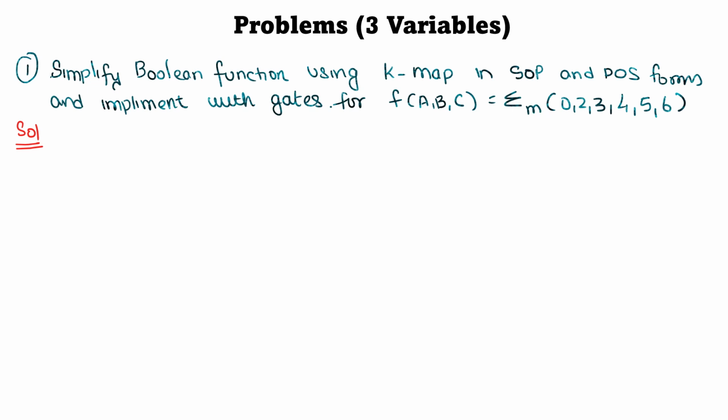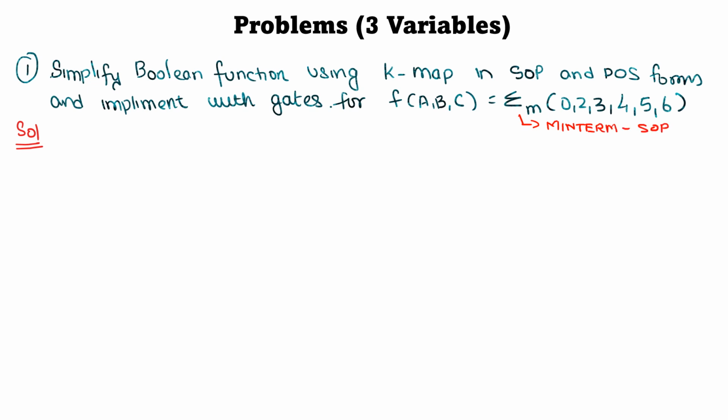So now let us solve or simplify a Boolean function using K-map in SOP and POS forms and implement with gates for the Boolean expression f of a, b, c equal to summation m of 0, 2, 3, 4, 5, 6. So here it is to be observed that what is given to me is in the form of my min term. So it represents my sum of product.